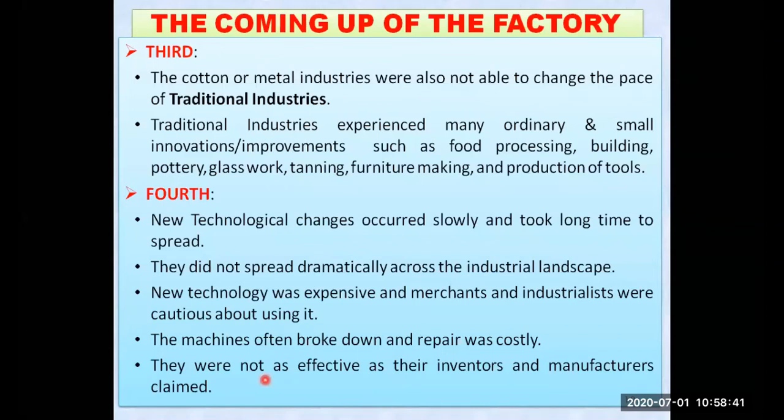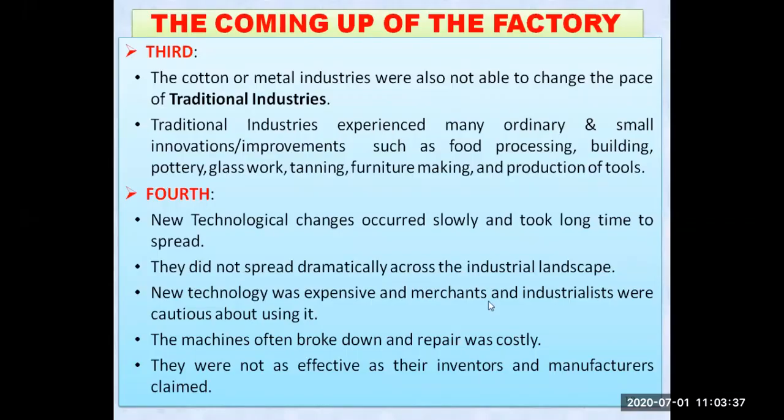है ना. जो क्लेम करते थे इन्वेंटर्स और मैन्युफैक्चरर्स वो उतना इफेक्टिव नहीं होते थे, because the machines were breaking down and repair was costly. And we have seen that people were also not ready to accept the new changes, new things. So let us move to our next topic.